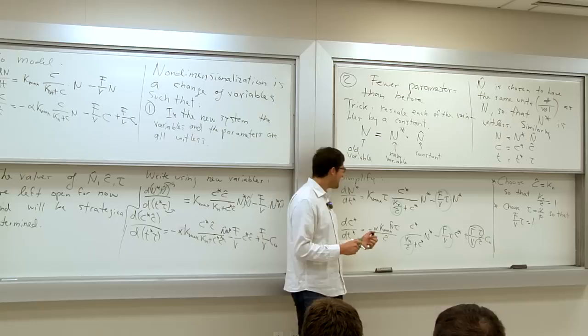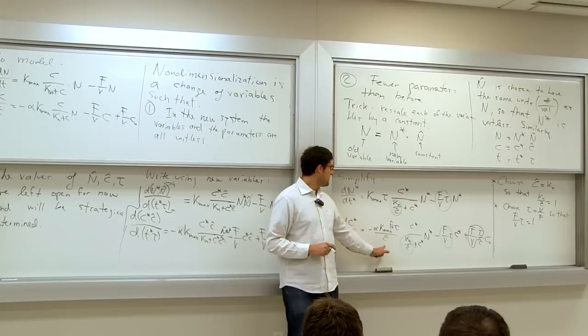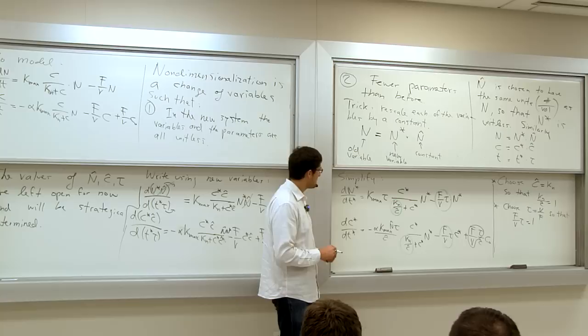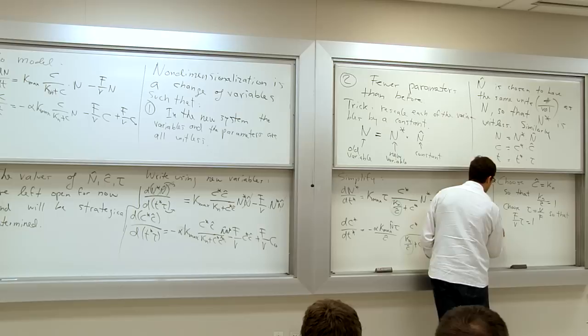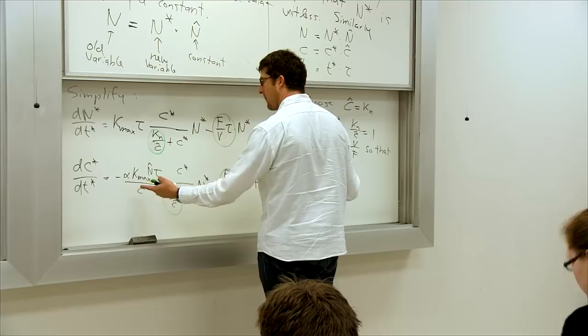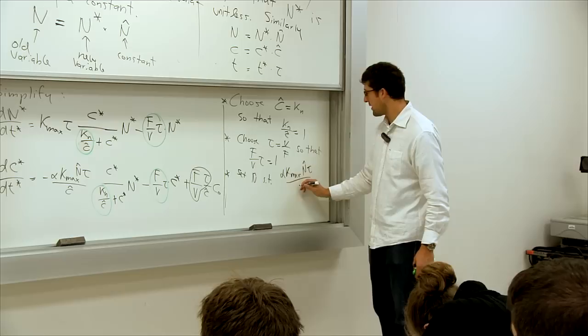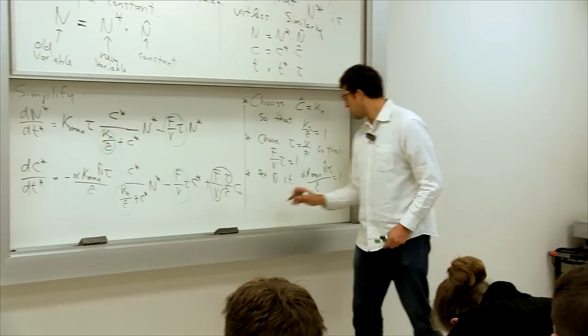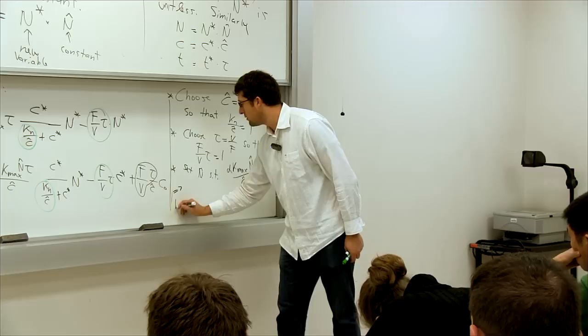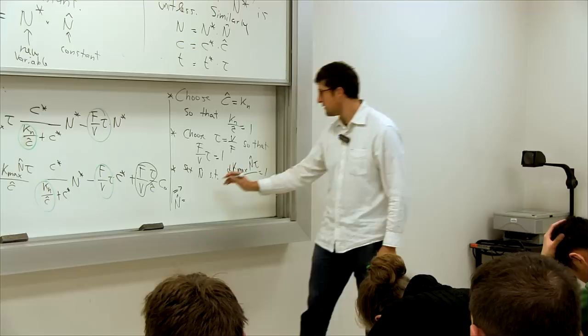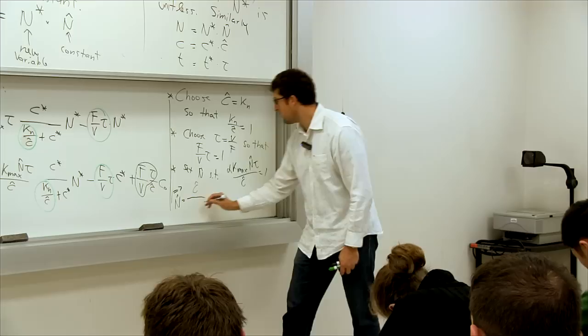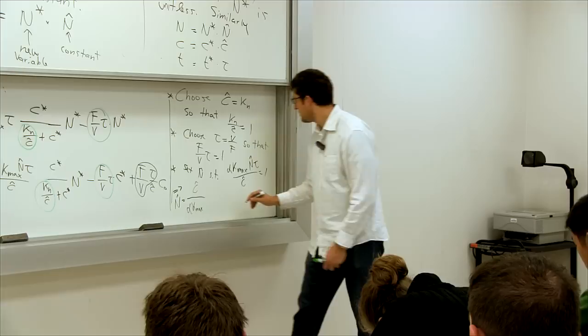What else? What is the biggest parameter mess we are left with? This guy right here, probably, right? And we can still choose n hat however we want, right? Okay. So set n hat such that alpha k max n hat tau divided by c hat is equal to 1. So if we wanted to set this equal to 1, what would n hat have to be? So n hat is c hat divided by alpha k max tau.